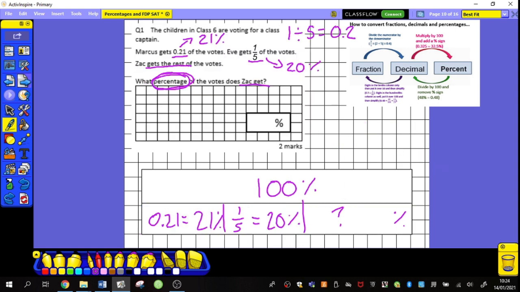So in order to get the remainder now, I need to add up the 2 I know, which will get me the whole of that. And then I'm going to subtract that from my whole, my 100%. So 21 add 20 is 41%. Subtract that from the whole, gives me 59%. What percentage of the votes does that get? He gets 59. It looks like he was the winner.